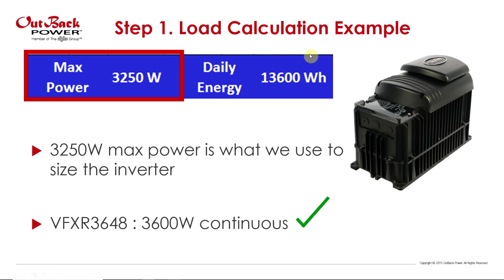Okay, so remember, this is our calculation. We're going to be pulling this max power and daily energy to do all of our calculations. So here it is. Step 1. So we're still sizing our loads or understanding what our loads are. Step 1 is the last part of a load calculation. So we know our maximum power is 3,250 watts. So we need an inverter that can handle 3,250 watts. With the VFXR 3648, it's able to do 3,600 watts continuously. We're good. We're going to move forward with that inverter.